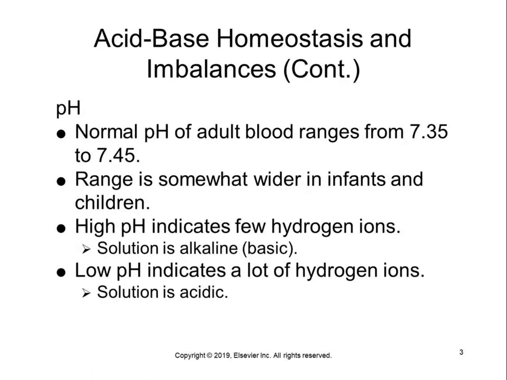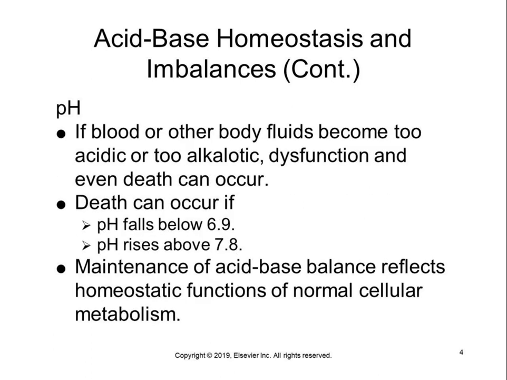The normal pH in blood is from 7.35 to 7.45. High pH indicates few hydrogen ions; the solution is alkaline. Low pH indicates a lot of hydrogen ions; the solution is acid. If the pH of blood or other body fluid becomes too acid or too alkalotic, dysfunction and even death can occur. Death can occur if pH falls to 6.9 or rises to 7.8.